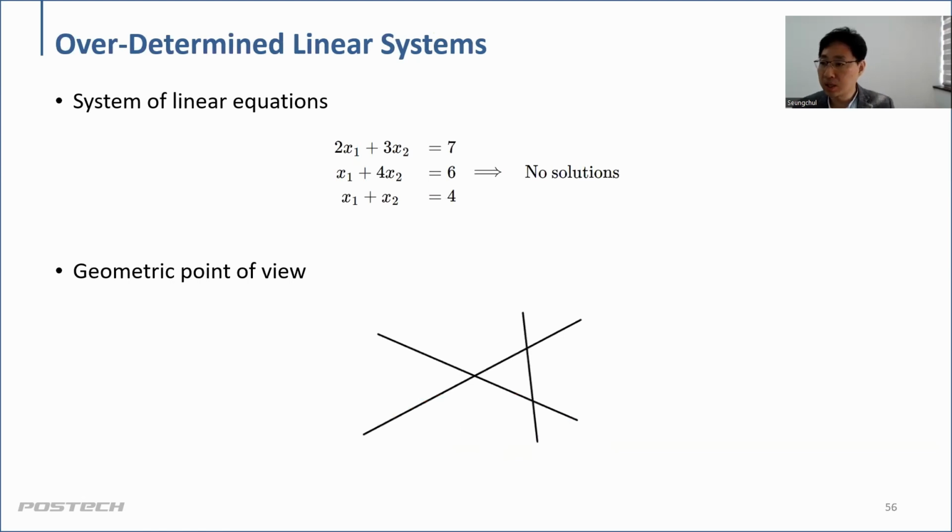And let's move on to the last category, overdetermined. That's the totally opposite of underdetermined linear systems. Here is an example of a system of linear equations. Again, the number of unknowns is 2, and the number of equations or constraints is 3. In the geometric point of view, in 2-dimensional space, we have 3 lines.